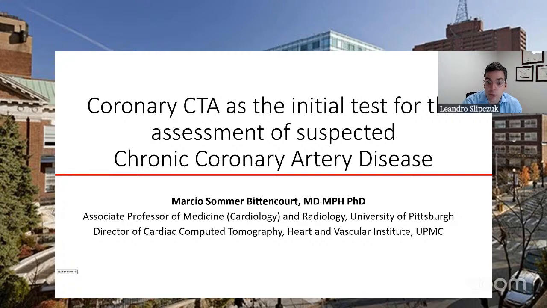He has over 250 peer-reviewed publications, and personally, I love his lectures. I've seen him at AHA, SCCT, and he's an outstanding speaker. So thank you so much for being here with us.